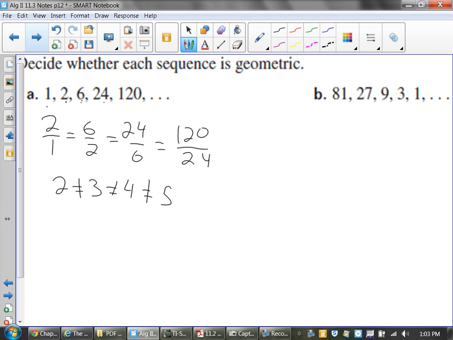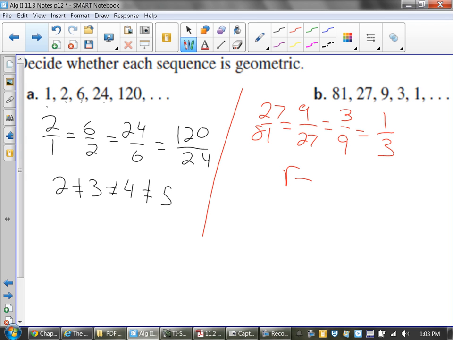Look at part B then. If I follow that exact same pattern, take the second term of the sequence divided by the first. Does that equal third divided by second? Does that equal fourth divided by third? Does that equal fifth divided by fourth? Yeah. Those all have the same common ratio. Do you agree? What is that common ratio? 1/3. The common ratio here is 1/3.